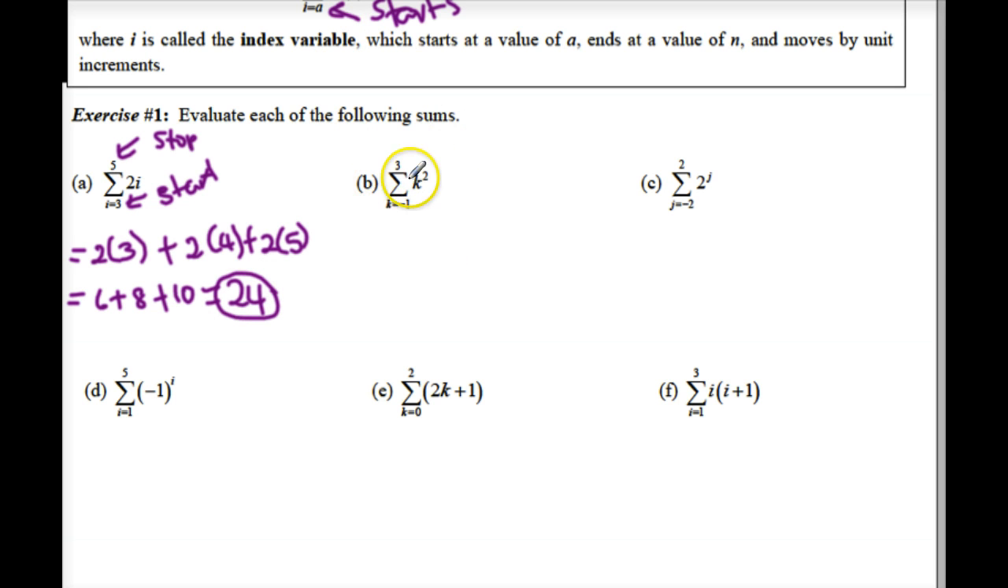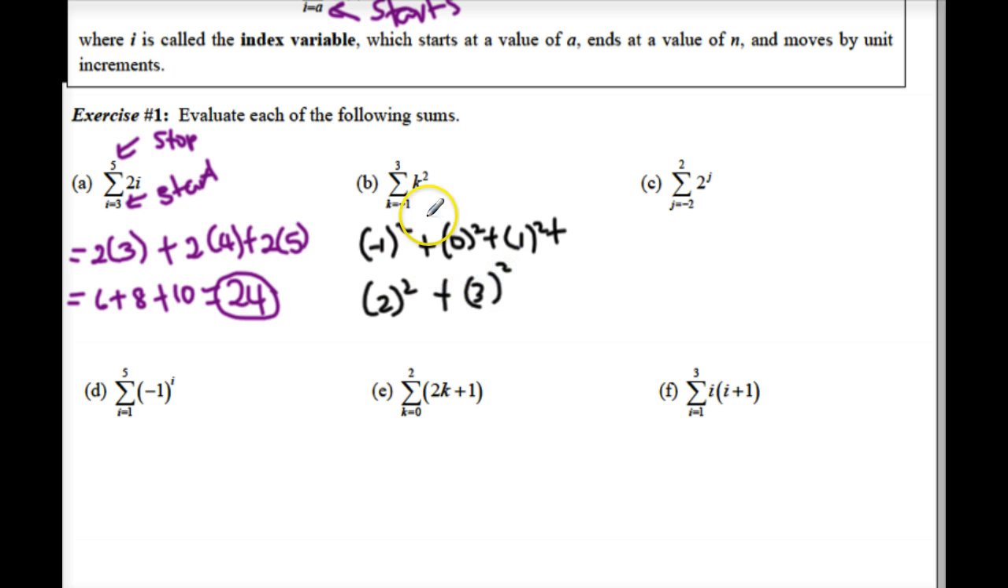Now, if I look at this, it says the summation of k equals -1 to 3, and the function is k squared. So this becomes (-1) squared plus 0 squared plus 1 squared plus 2 squared plus 3 squared, and that's where I'm stopping. If I add this, I get 1 plus 0 plus 1 plus 4 plus 9 equals 15. That's my final answer.